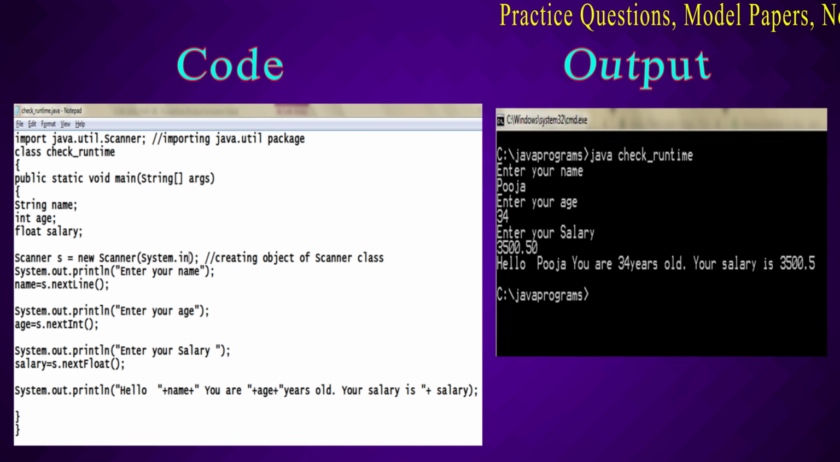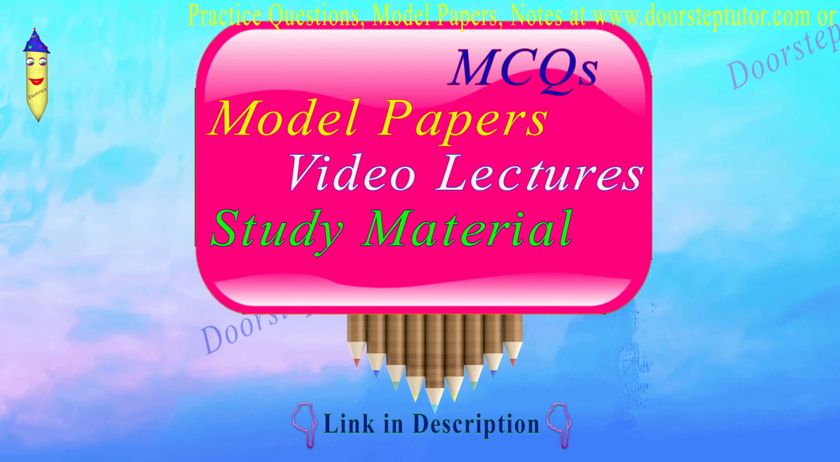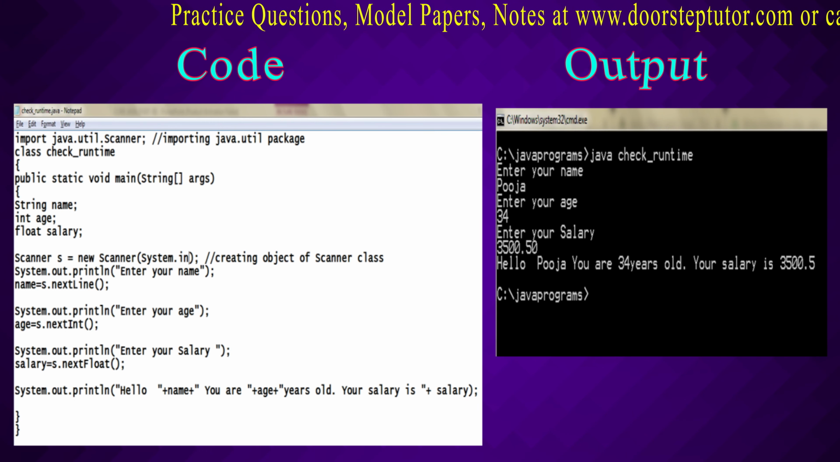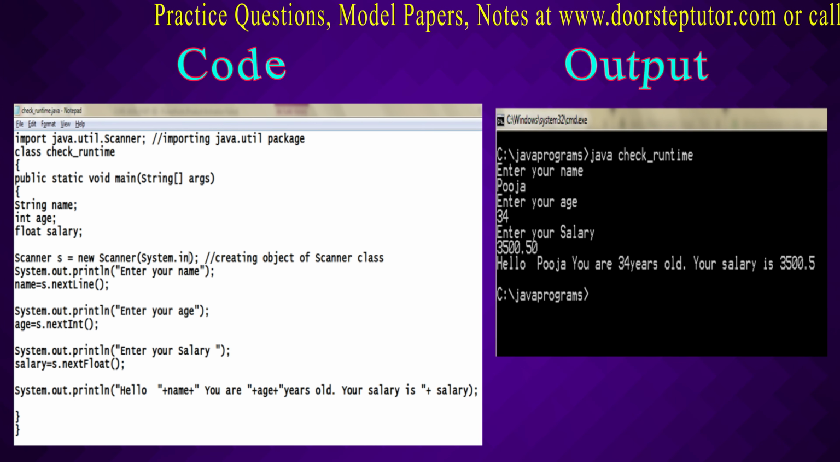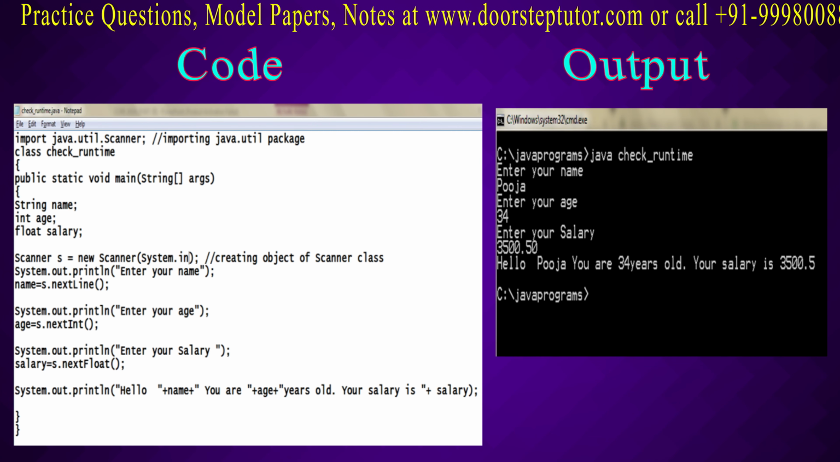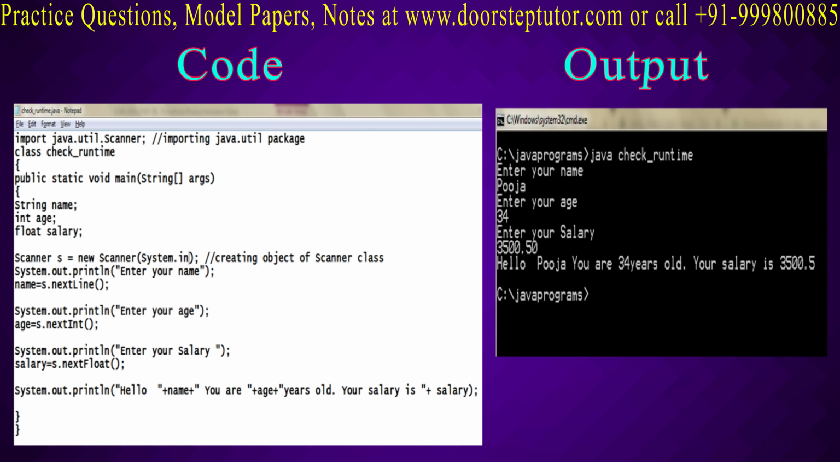Then for taking the line we are using the nextLine function, and this is the syntax: variable name, that is name, is equal to s, where s is the object of the Scanner class, then dot nextLine. nextLine is the predefined function. It will just take the string type value. Then for age, which is integer type, we are using nextInt, and for the floating type we are using nextFloat. So the syntax is the same but the functions are different for different types of value.